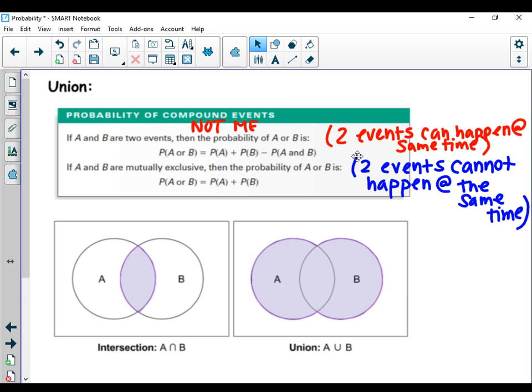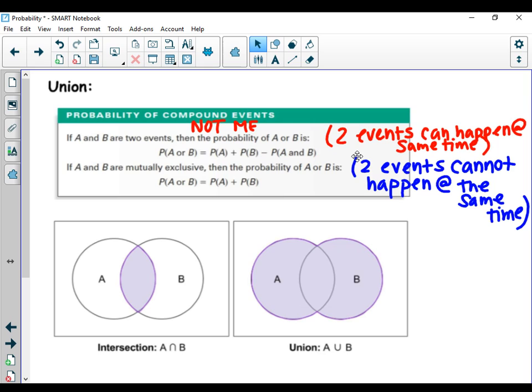But if I ask you the question, the probability of rolling a 2 or an even number, can that happen at the same time? Yeah, a 2 and an even number, that's the same thing. So you would find the probability of getting a 2, the probability of getting an even number, and then you take away the probability of an even number and 2 happening at the same time, which would be the same as the first one in that particular case.